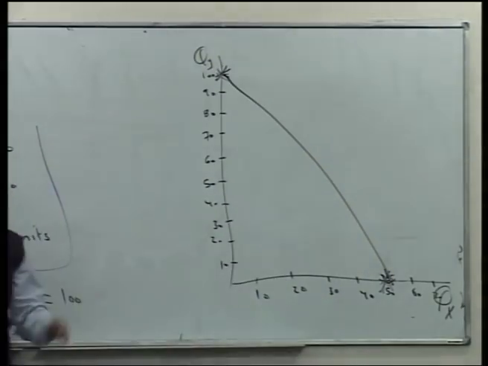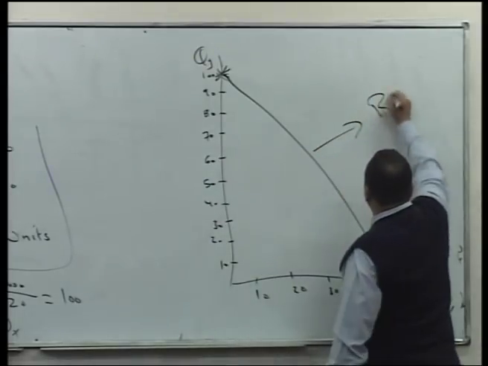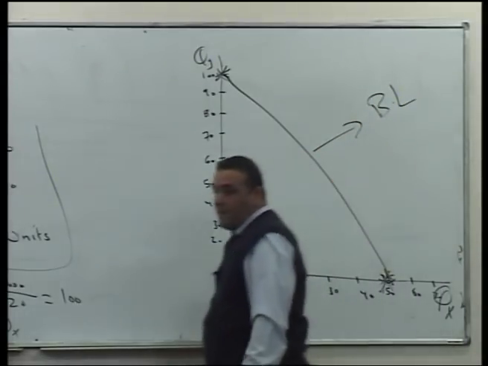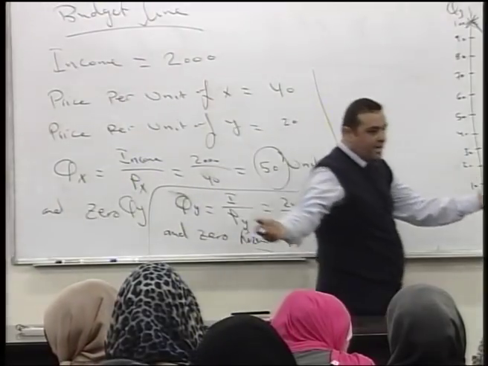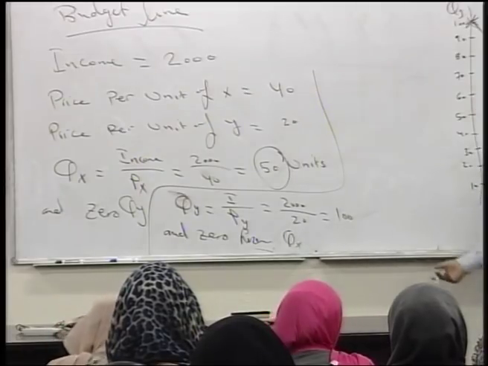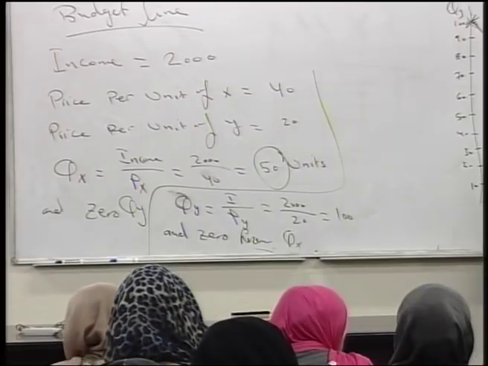This is the budget line, which represents or shows the ability of the consumer to buy different bundles of goods. Okay?